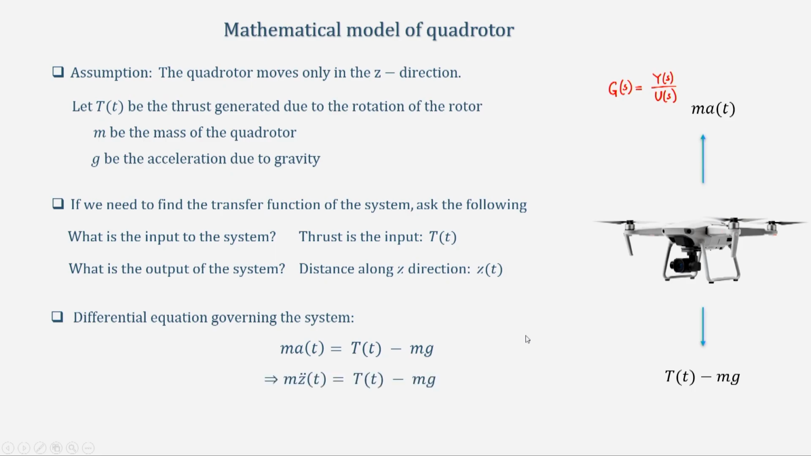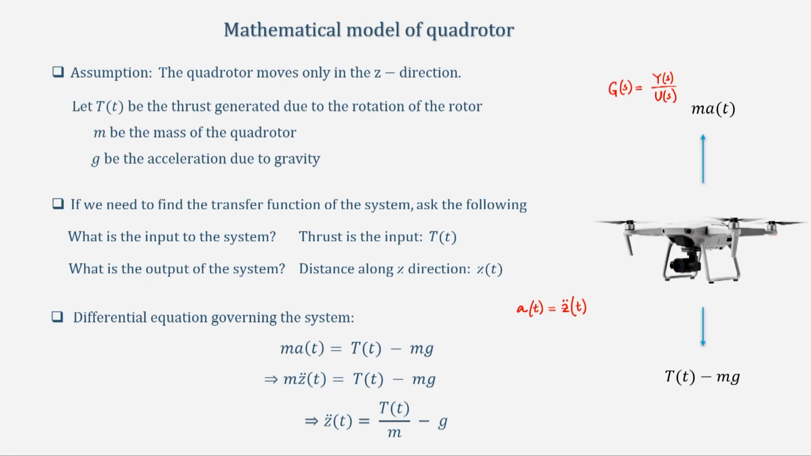From here, you see a is acceleration, right, and we are accelerating along the z direction. So, therefore, a is nothing but the double derivative of the displacement along the z direction, and hence a has been replaced by z double dot t here. So, we are left with z double dot t equal to T by m minus g. So, this is the differential equation. You can call this the differential equation or this the differential equation, they are the same differential equation. So, from here we go ahead.